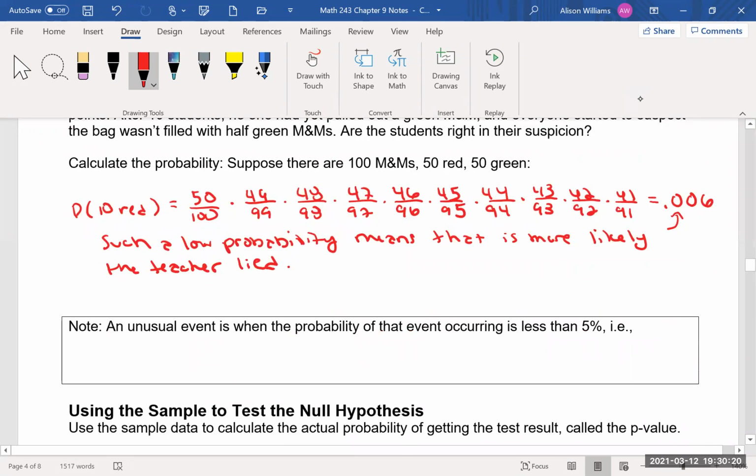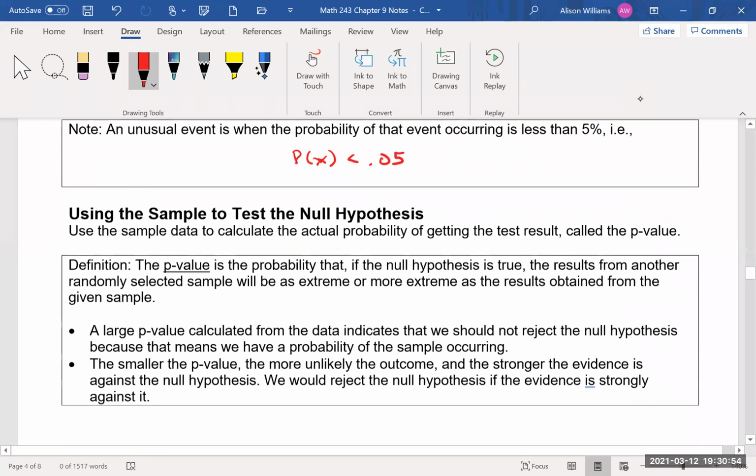We call this an unusual event. We say that an unusual event is something that has a less than 5% chance of occurring. When something is that unusual, we make claims that something might not be accurate. Something might be wrong in our initial assumptions. The initial assumption that we had 50 red and 50 green just might be wrong. Maybe it's more like 70-30. Maybe they do have some green, but it really isn't half. So let's talk about how we're going to actually prove hypothesis tests.